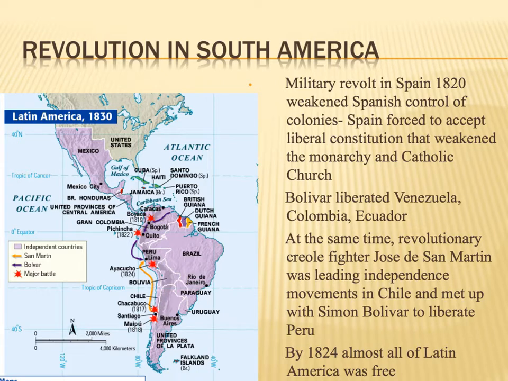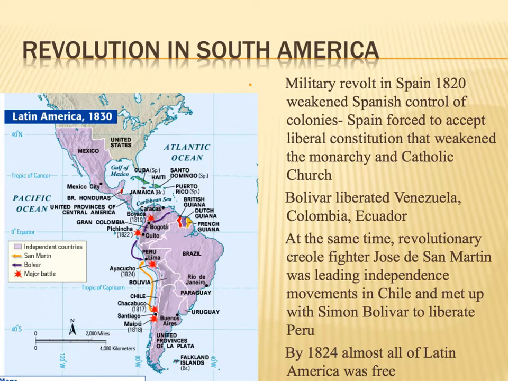In 1820, Spain had its own internal revolt, and this weakened Spanish control of the colonies because the Spanish government was distracted in dealing with this revolution and trying to stop it. Spain was eventually forced to accept a new constitution that weakened the monarchy and the church in Spain. Overall, they're very distracted, and so for Bolívar, this is an opportunity. He leads his military to liberate Venezuela, Colombia, and Ecuador from Spain.